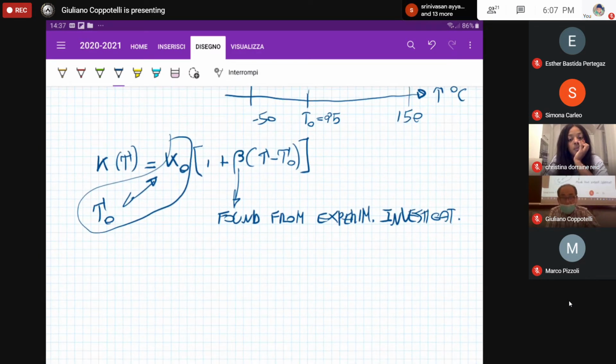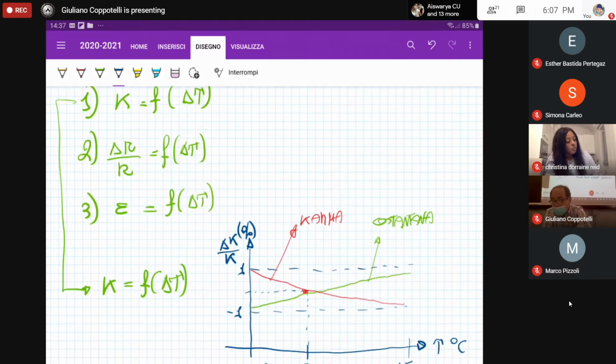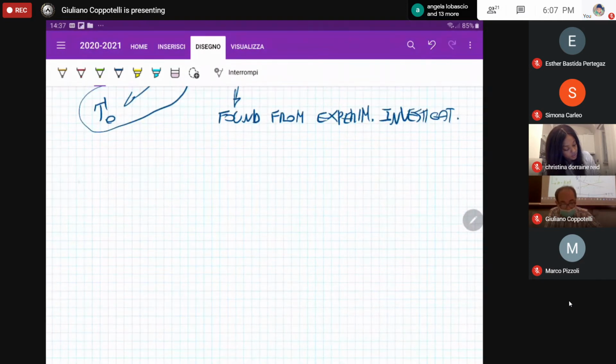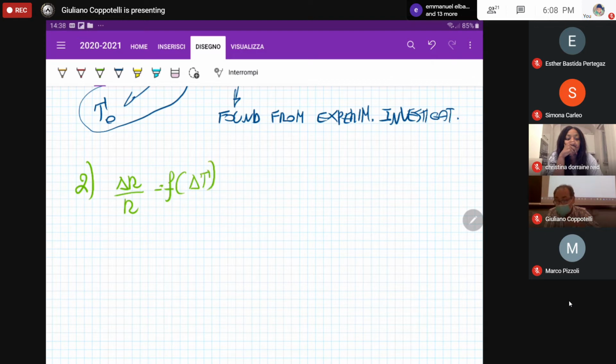Then let's see something else. This is the first effect. The second effect is the change of the resistance because we are changing the operating temperature. So let's characterize this function.